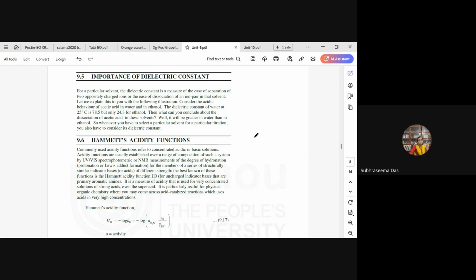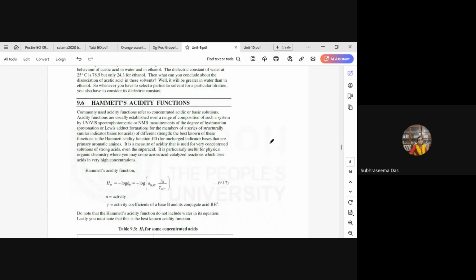So whenever we have to select a particular solvent for titration purposes, we also need to consider its dielectric constant. This is also one crucial factor that we always need to remember, the dielectric constant of the solvent.